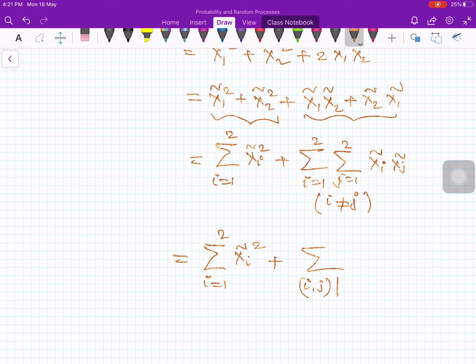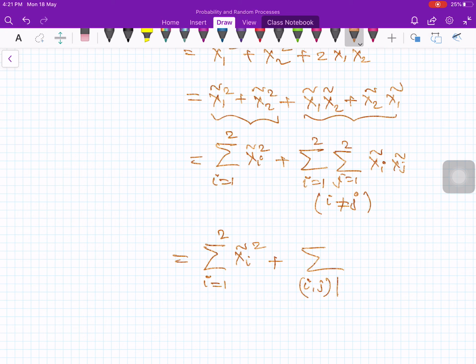Because of the linearity principle, you can move the expectation inside the summation. So we obtain the sum of the expected value of xi squared. Now we assume that xi tilde is xi minus E of xi. So you substitute back in that expression, and the same thing you substitute here also.